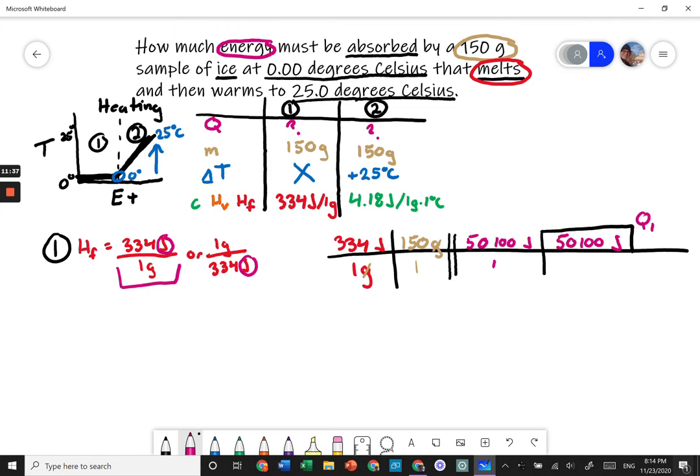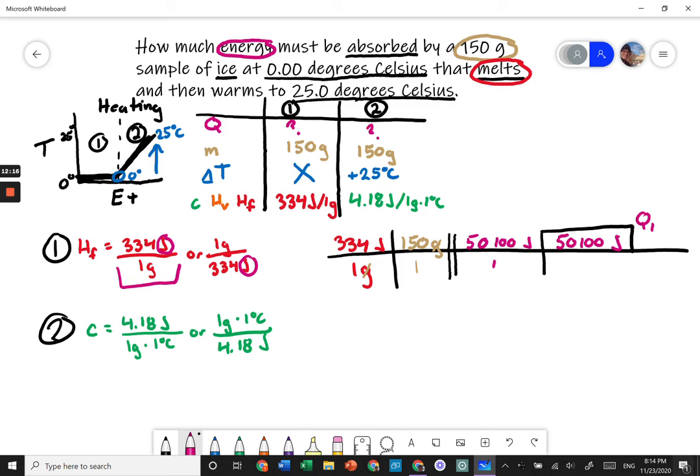Now, I also need to find out how much energy is absorbed by the system in region 2. So I need to do a second problem to solve that. Same thing, I'm going to start off with either my heat capacity, my heat of fusion, or my heat of vaporization, and set up my fraction so that it's written both ways. 4.18 joules of energy change 1 gram of the substance by 1 degree Celsius. We can also write 1 gram of the substance changing by 1 degree Celsius requires 4.18 joules of energy.